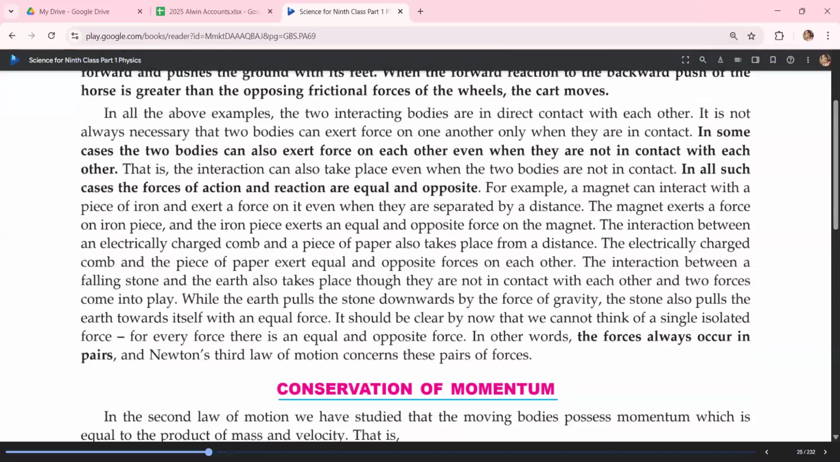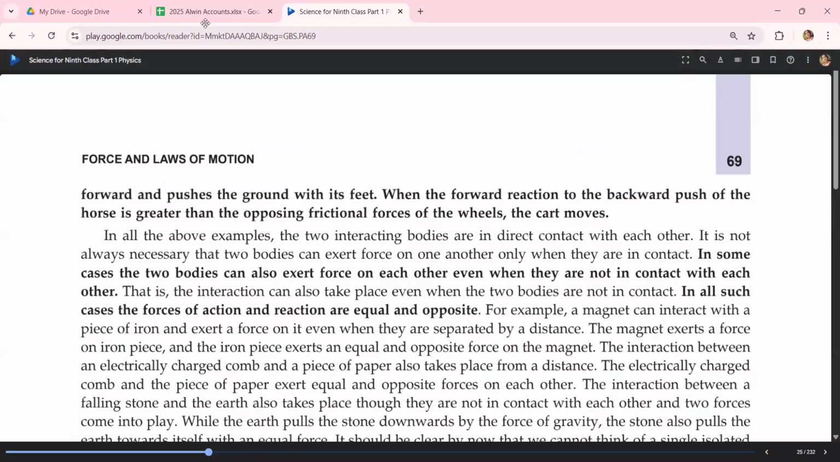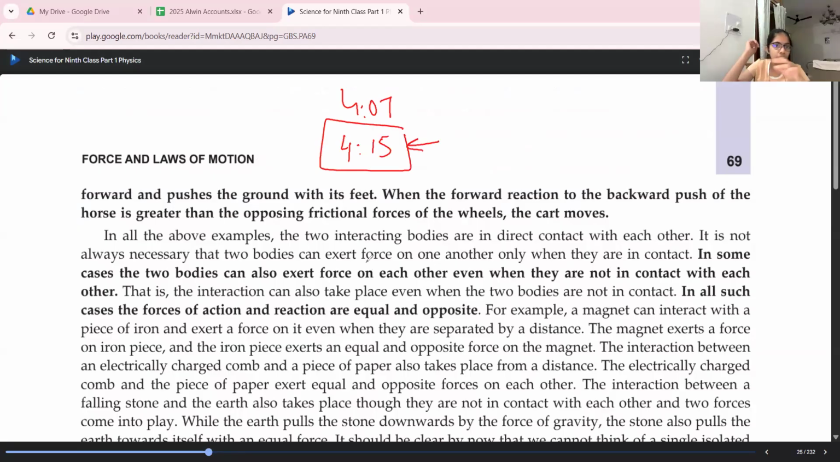Right. So with this, we have studied Newton's third law of motion. Now we need to study conservation of momentum, but I'll give you 10 minutes to read each and every line and let me know if there's anything you have not understood. So it is 4:07 by my clock. At 4:15, 15 is good enough, right? Yes, ma'am. So at 4:15, we'll start with the next concept, because in 15 minutes I can explain that to you.